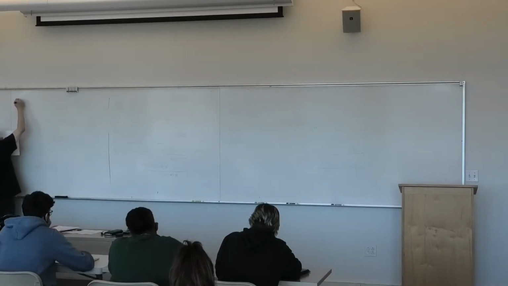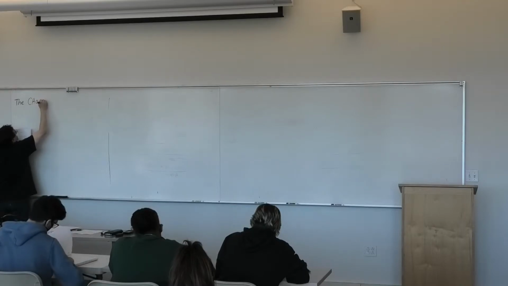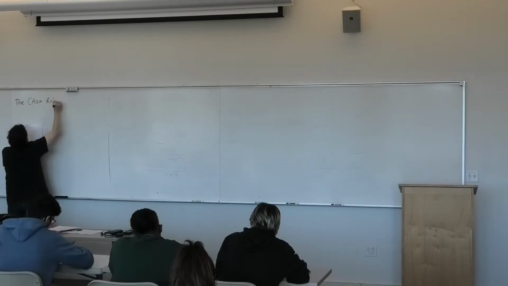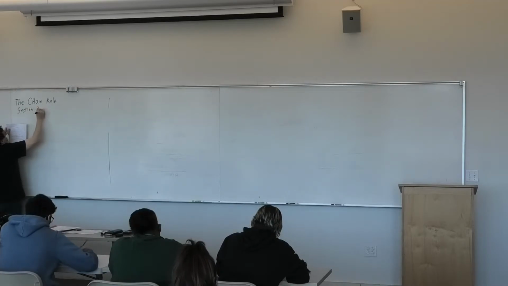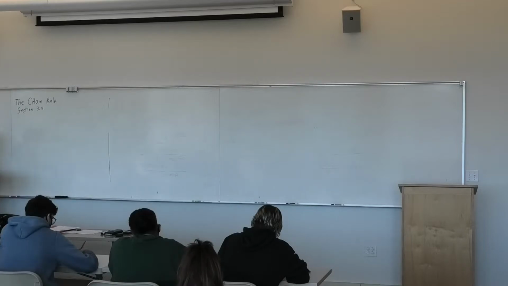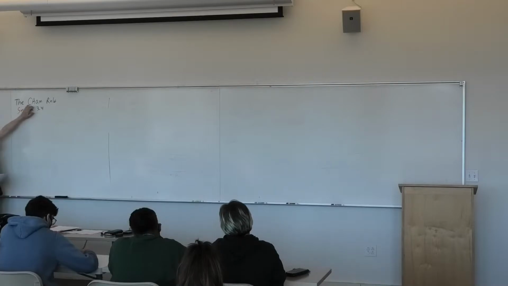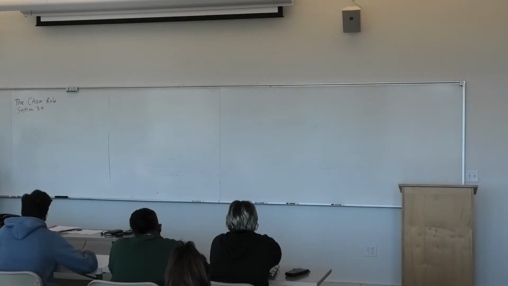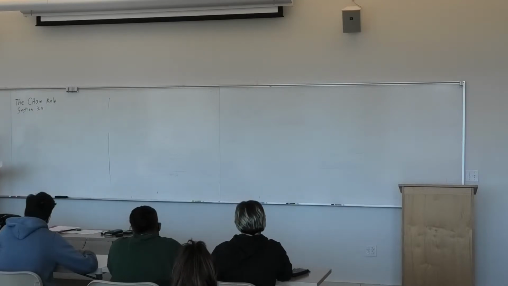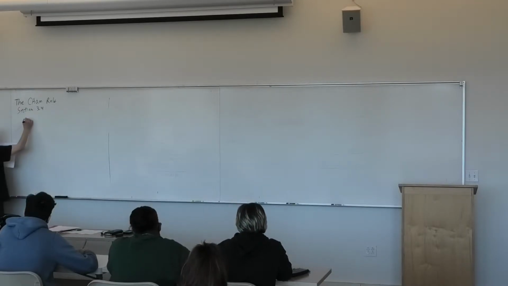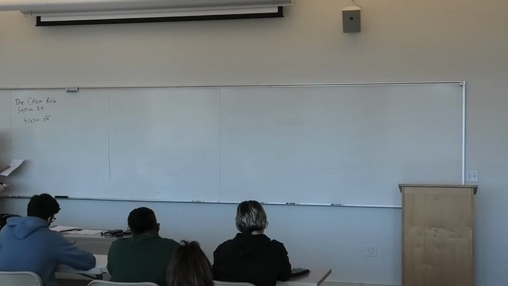The chain rule. Section 3.4 in Stewart. And we will get to why it's called the chain rule in a bit. So we might have functions f of x is the square root of x, where we know the derivative.